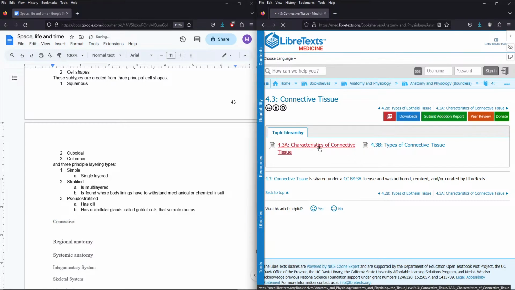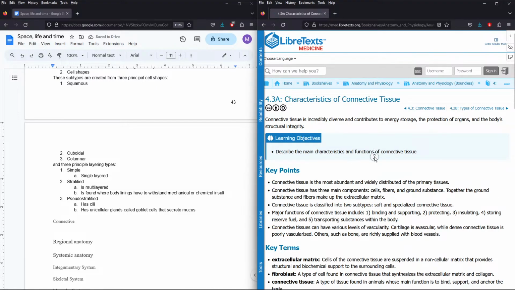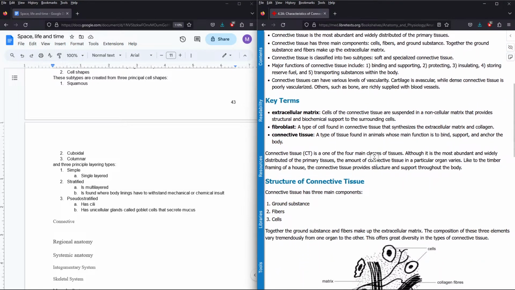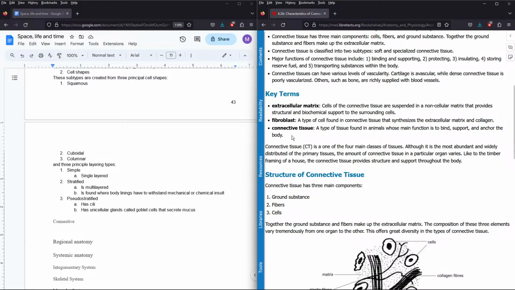Cartilage of connective tissue. Yes. Extracellular matrix, we already covered this. Fibroblast, we haven't covered that because I would make fun of the name. A type of cell found in connective tissue that synthesizes the extracellular matrix and collagen. And connective tissue, a type of tissue found in animals whose main function is to bind, support, and anchor the body. So kind of connected. Got it. Yeah, I think I got it.